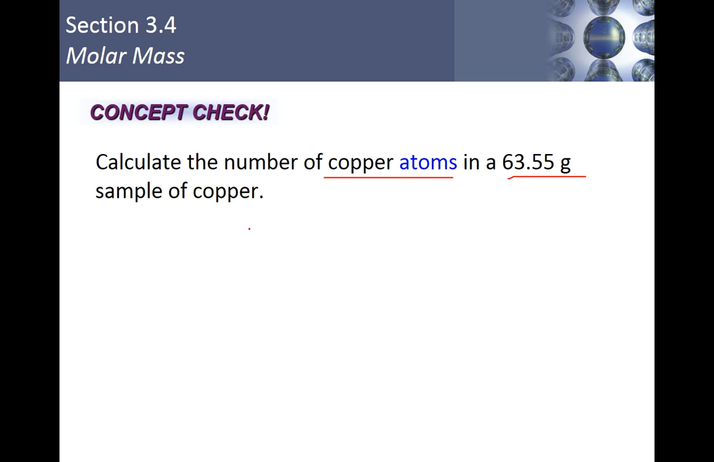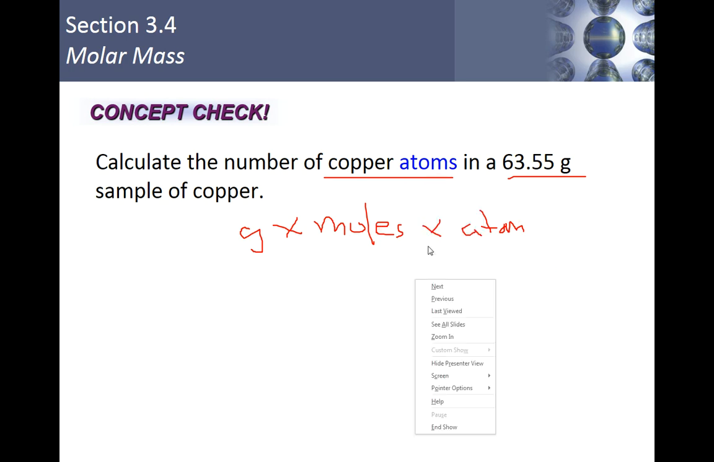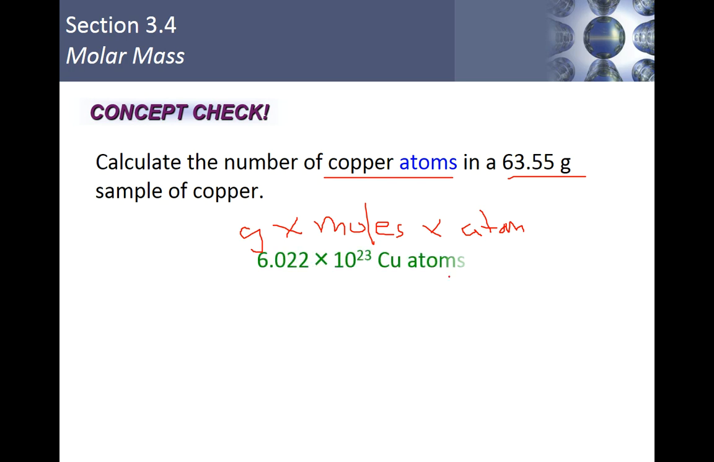So in order to get to our final results, we've got to go from grams to moles and then to atoms, right? Because there's not really a shortcut to jump straight from grams to atoms. So like I was saying previously, when in doubt, convert to moles. So you're going to go from grams to moles, and then that moles is going to get you to atoms. So let's see. What does it equate to? It equates to 6.022 times 10 to the 23rd copper atoms.